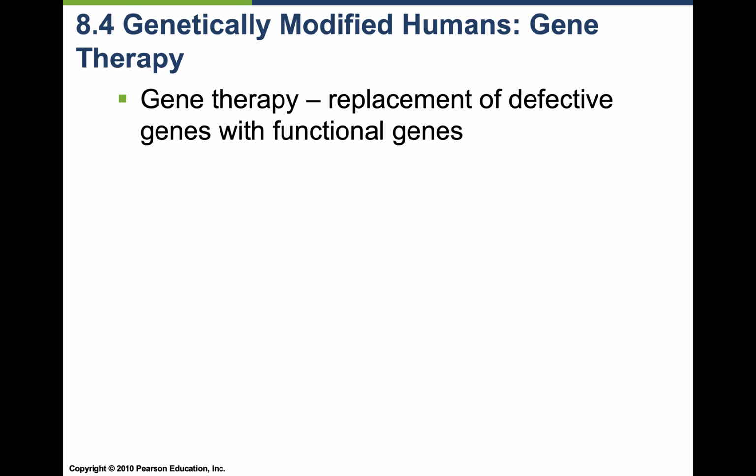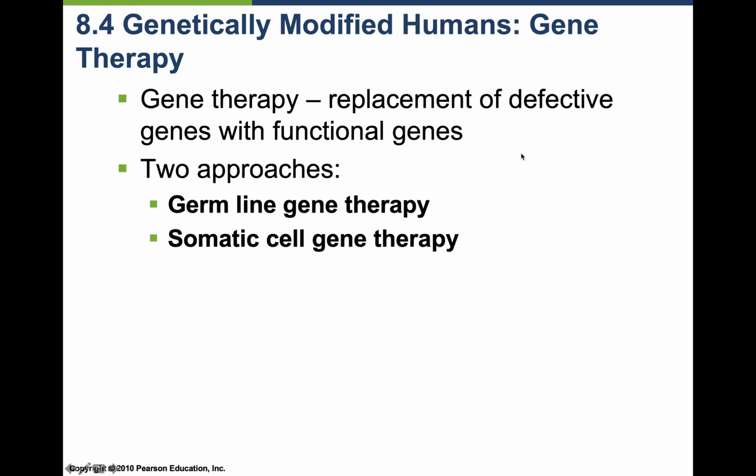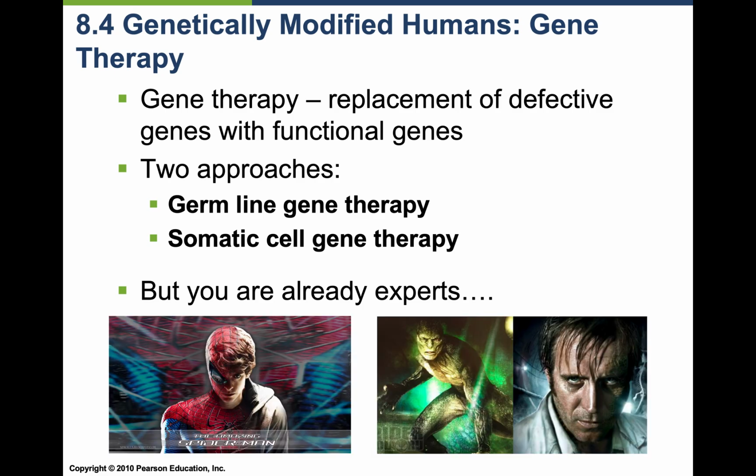Gene therapy is another interesting way to help humans and potentially things humans depend on, like crops and animals. But focusing specifically on humans, it's the replacement of a defective gene with a functional gene, and there are two approaches. There's germline gene therapy and somatic cell gene therapy. But you guys don't know this, but you're already experts on this. For any of you who are into the Avengers side of things, before Tom Holland came on as the current Spider-Man, you had this Spider-Man.